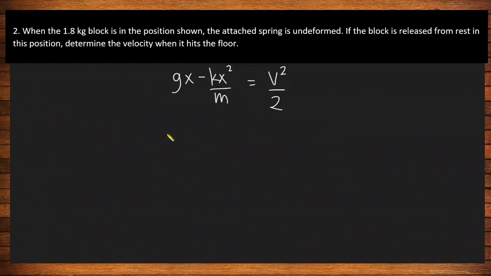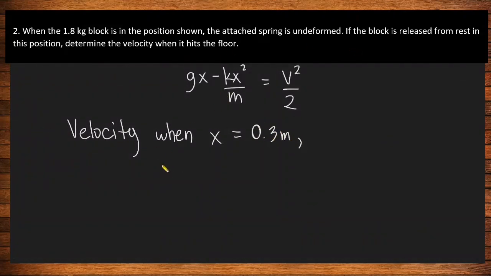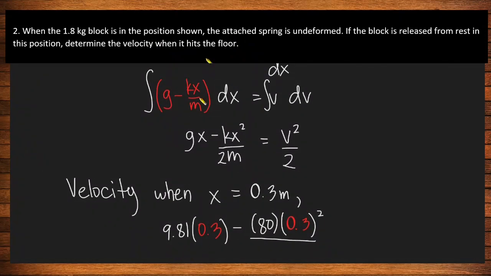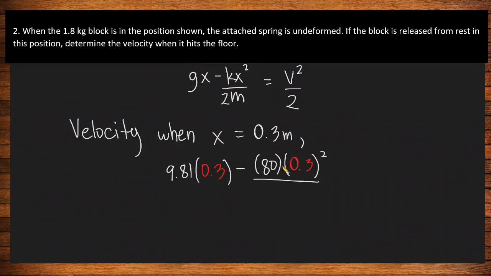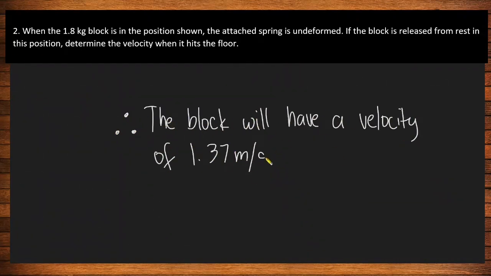So, again, back to the problem, hinahanap natin yung velocity when it hits the floor. Ibig sabihin, yung value ng x natin dito will be equal to 0.3 meters. So we just substitute our known values. We have 9.81 times 0.3 minus our spring constant. So that is 80 Newton per meter times x ulit squared over, okay, dapat merong 2 dito sa baba. Tama, sa integration natin kanina, that should be x squared over 2. So over 2 times the mass of our block, that is 1.8 kilograms, equal to v squared over 2. So solving for v, we will have the value 1.37 meters per second. Therefore, the block will have a velocity of 1.37 meters per second when it hits the floor.